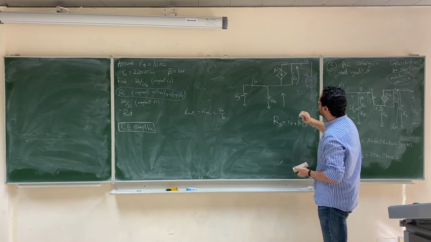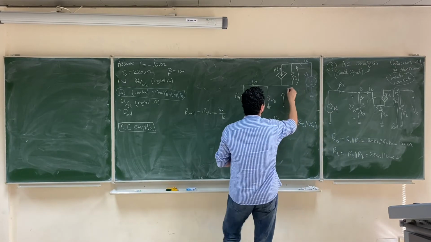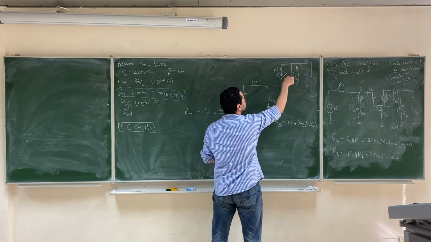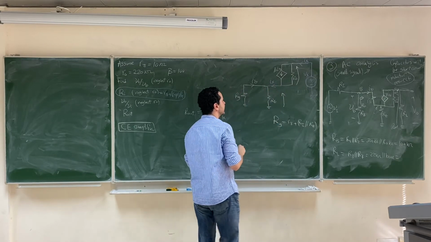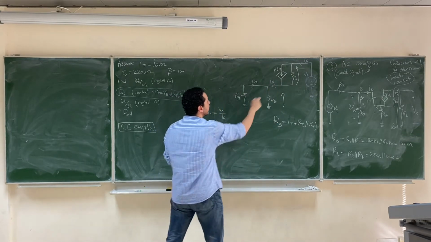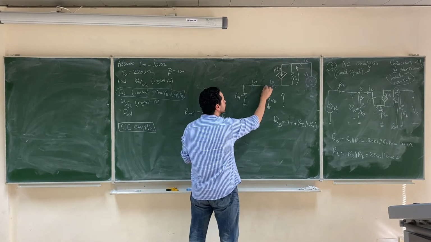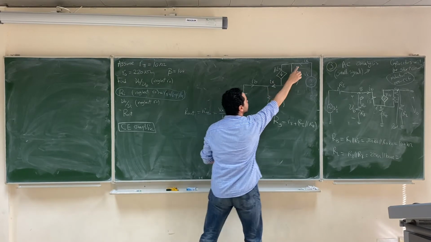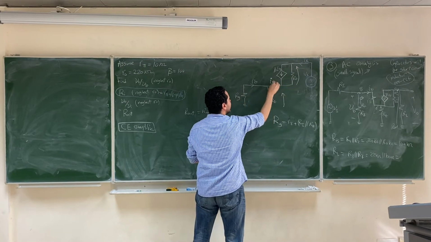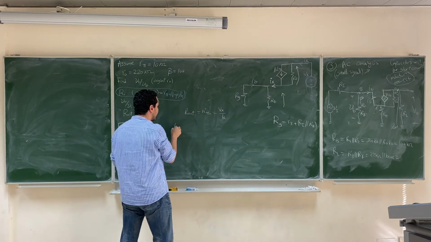Okay? Of course, the current Ix will be distributed between these two branches and then it will combine again here for Ix. Let's first get a relation between Ix and Ib. Ix here, which is the same as this Ix, is going to be distributed between this branch and this branch. What's the relation between Ix and Ib?